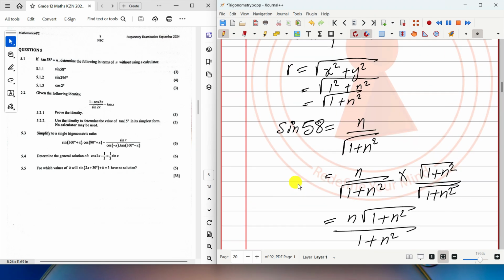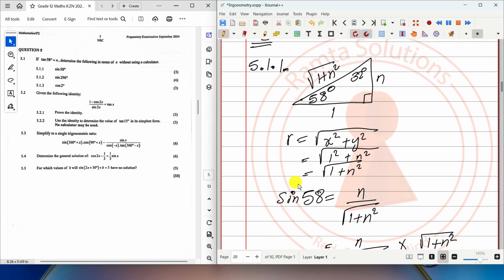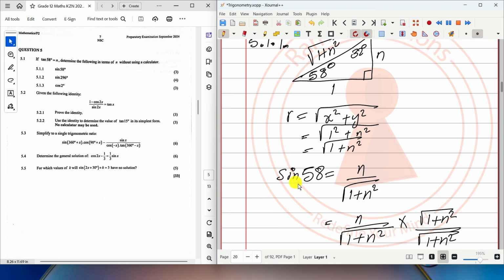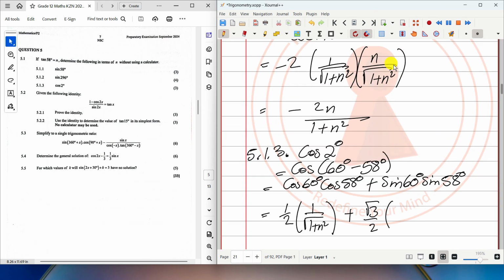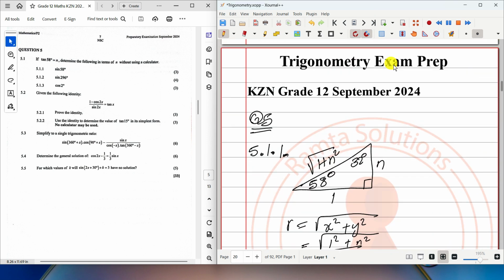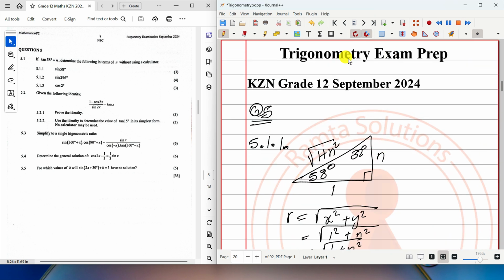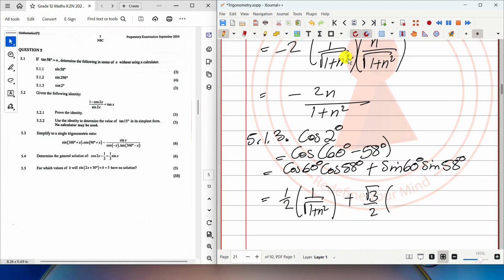What is cos 58? Let's go to the diagram. It is 1 over the square root of 1 plus n squared. Now, what is sine 60? It is root 3 over 2. And then what is sine 58? Sine 58 will be opposite over hypotenuse, so it's n over the square root of 1 plus n squared.